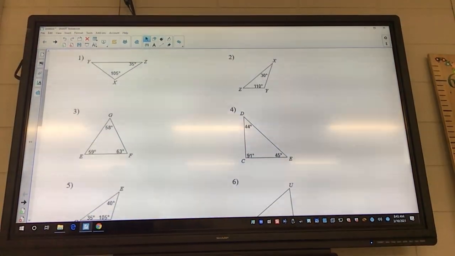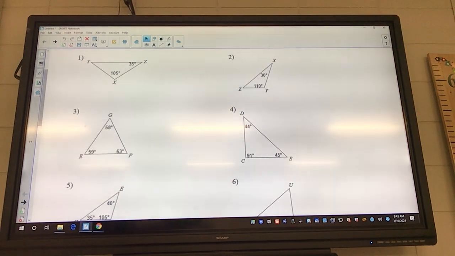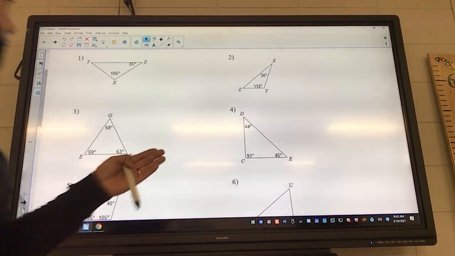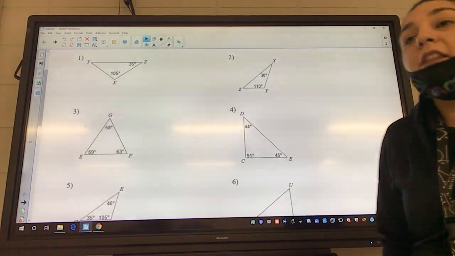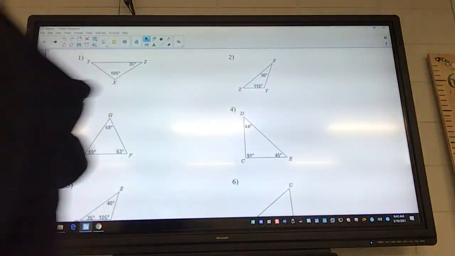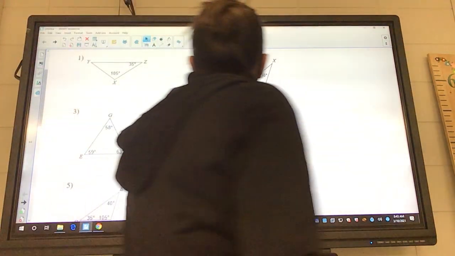Everything adds up to 180. Okay, so if we're looking at this, technically all of those would add up to 180. What they want us to do is order the sides of each triangle from shortest to longest. Now, I'm going to show you the legitimate way how to do that, and then I'm going to show you a cheater way. You guys know me, I'm all about the short life.